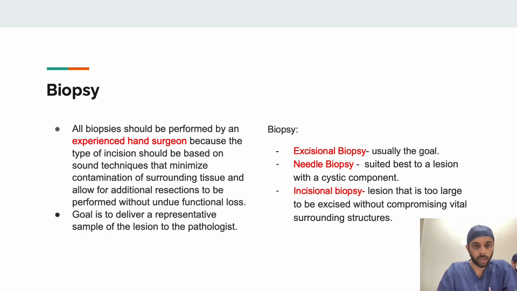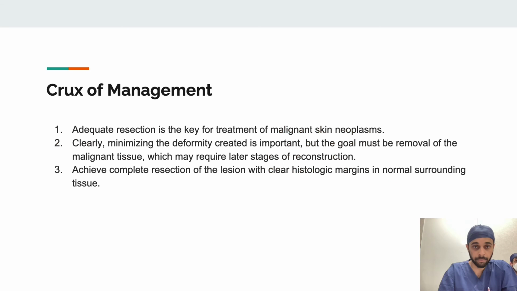Once you have done all your workup, your biopsies, and know what's going on, you would now try to manage them. So the crux of management: first is adequate resection, which is the treatment for all malignant lesions, including neoplasms. And this may include even amputation of a ray or a digit, or even a partial amputation of the hand. Clearly, minimizing the deformity created is important, but the goal must be removal of the malignant tissue, which may require a later stage of reconstruction.